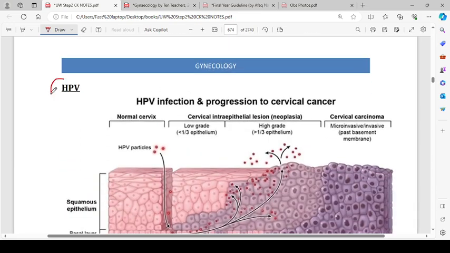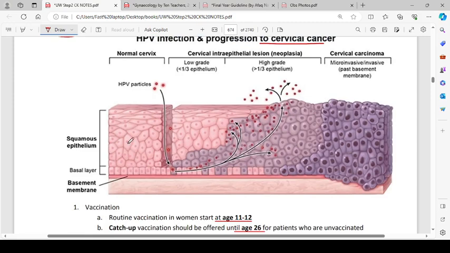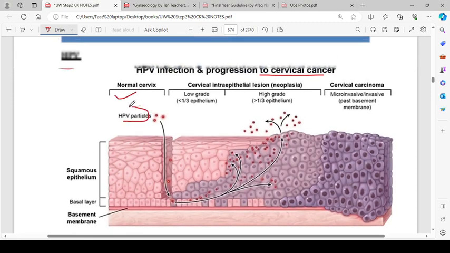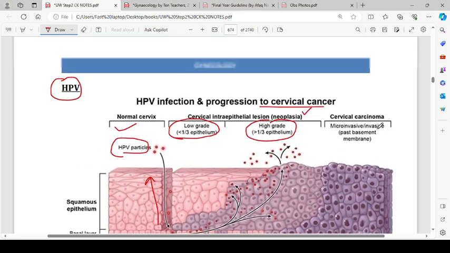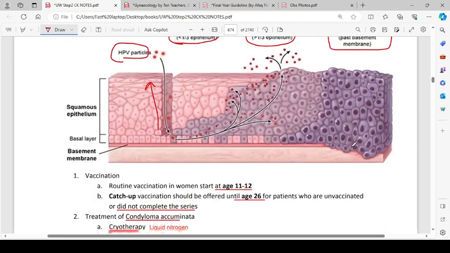Then we have human papillomavirus. So HPV infection and progression to cervical cancer. This is normal cervix. When HPV particles start invading, they move from below upwards, right? So low grade is less than 1/3 epithelium involved, this one. High grade is more than 1/3 epithelium involved. These are cervical intraepithelial lesions or neoplasia, which is basically dysplasia. And then we have cervical carcinoma, in which there is microinvasive or invasive past basement membrane. Once they move upward, then they start moving downward and they cross the basement membrane. This is squamous epithelium. Then we have the basal layer, the basement membrane, which is invaded over here.